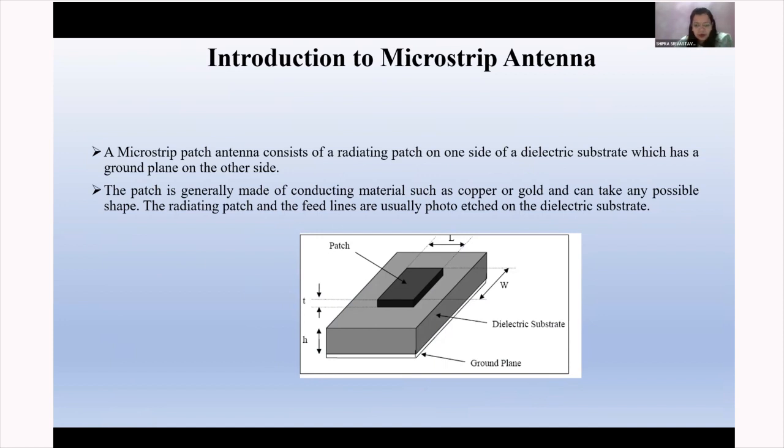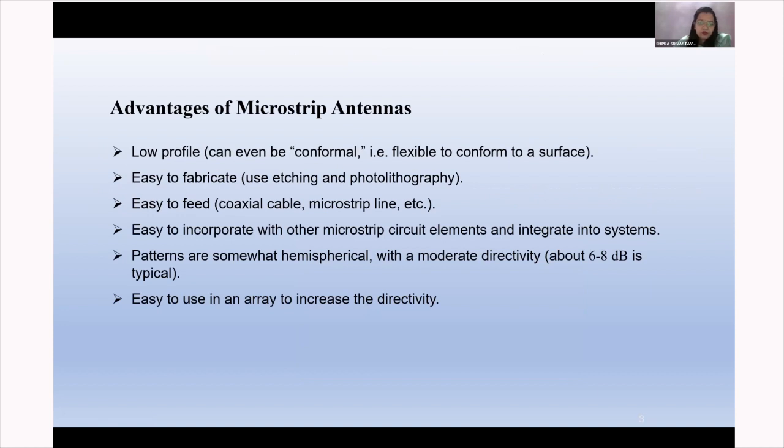In this slide, I am showing the rectangular shape. It can be square, it can be ring, it can be any shape. The radiating patch and the feed lines are usually photo etched on the dielectric substrate. So why are we choosing microstrip antennas? They have very beautiful advantages.